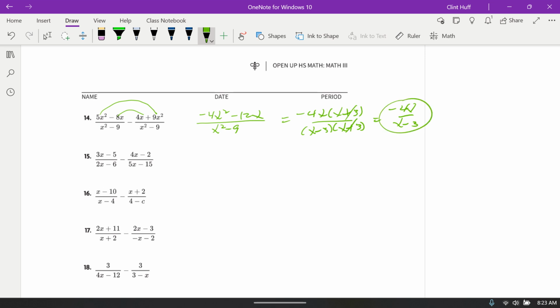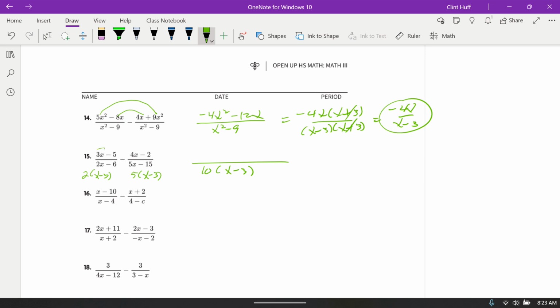Okay, on the next one, we do not have a common denominator. So I'm going to factor this as 2 times x minus 3. I factor this as 5 times x minus 3, which means my common denominator on number 15 is 10 times x minus 3. So they both have x minus 3, so I need that. And the LCM for 2 and 5 is 10.